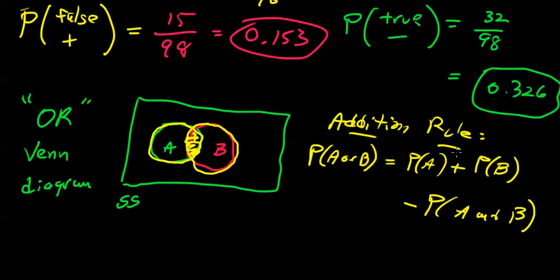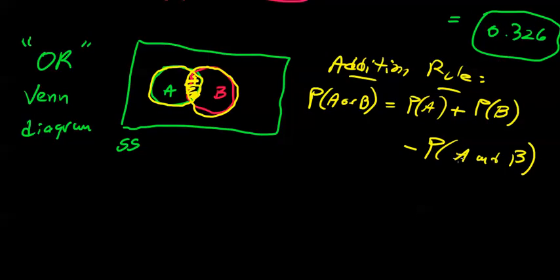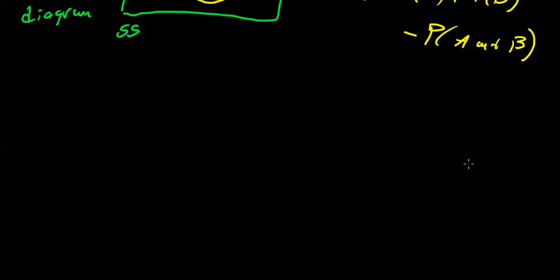The probability of A or B is the probability of A plus the probability of B minus the probability of A and B. Or more simply, the sum of the individual probabilities minus the probability of the overlap. All right, let's go back to that lie detector test data.